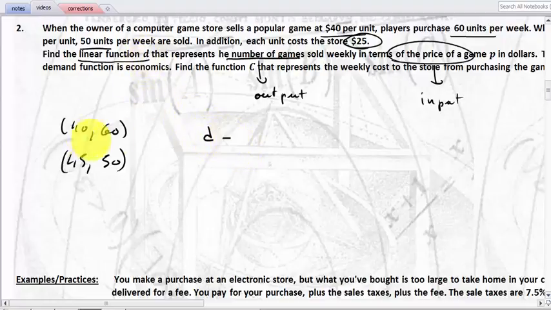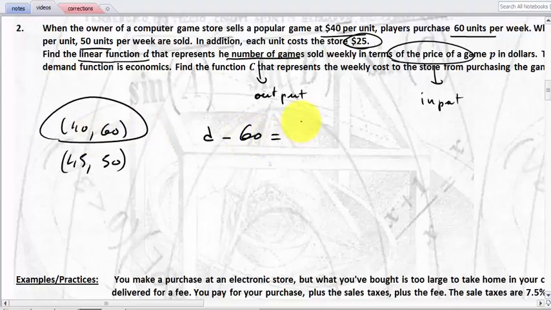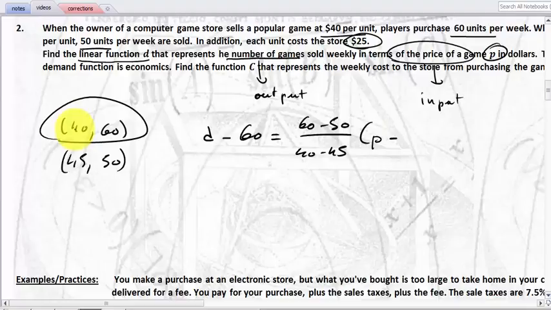D minus, I'll take this point, D minus 60 equals the slope, 60 minus 50 over 40 minus 45, times, and the other variable is P, P minus, so 60 goes with 40. Here we go. That's the equation. So this is 10 and this is 5.